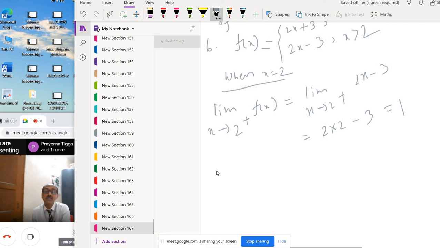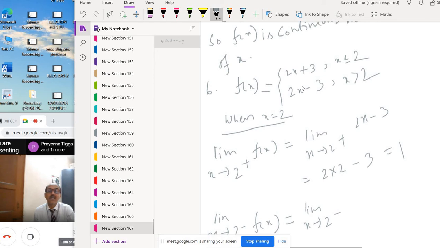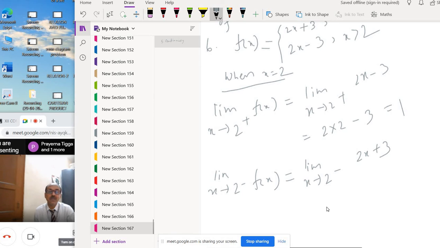So limit x tends to 2 minus f(x) is equal to limit x tends to 2 minus, which means less than 2. So for less than 2, the function is the first one, 2x plus 3. Now calculate this: 2x plus 3 with x equal to 2 is 2 into 2 plus 3, equal to 4 plus 3, which is 7.